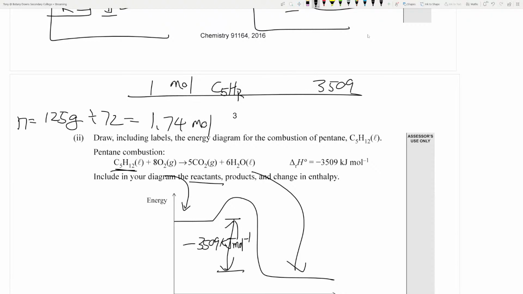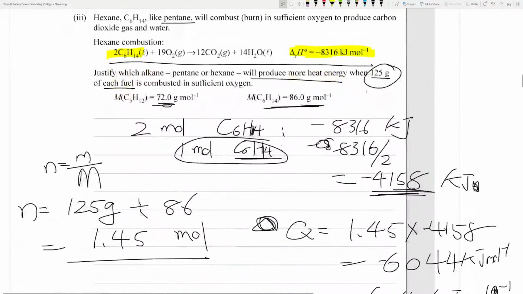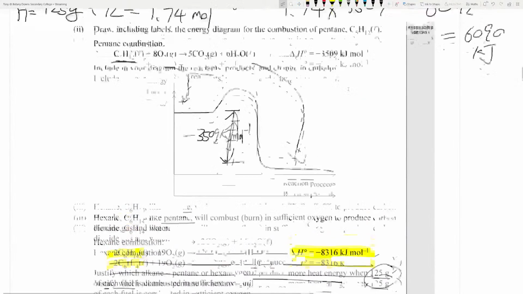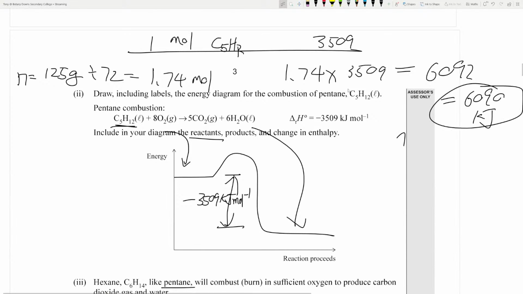So 1 mole is 3509. 1.74 moles is just going to be that number times that number. Again, use everything in your calculator, and that will give us 6092, which is about 6090 kilojoules. Did I say kilojoules per mole here? I think I did. Make sure I don't write kilojoules per mole, because that's how much energy is being released. Sorry about that. So this is releasing 6040. This is releasing 6090. So this is the winner.